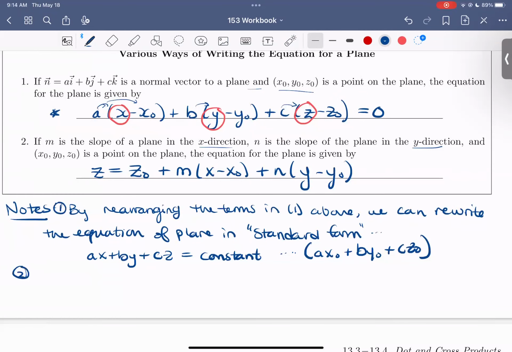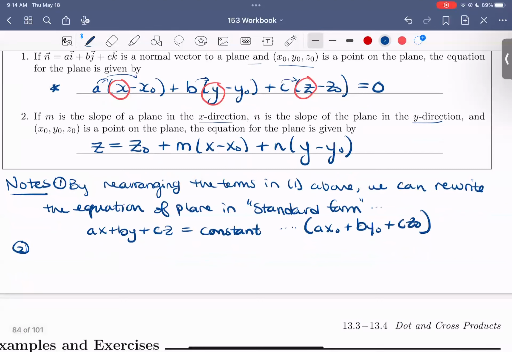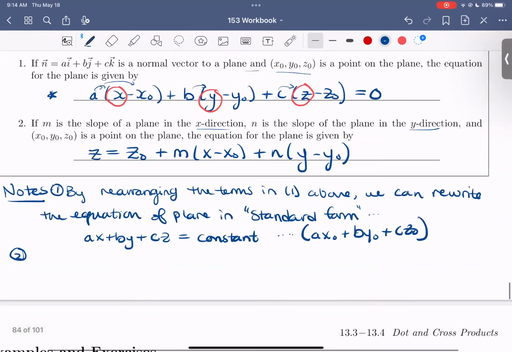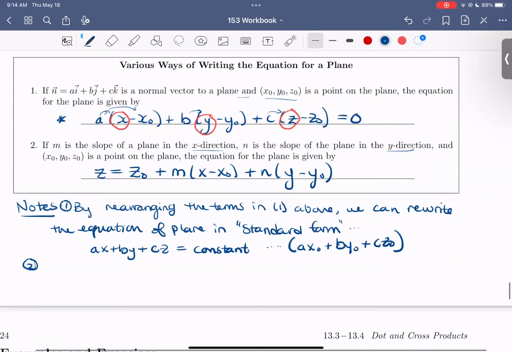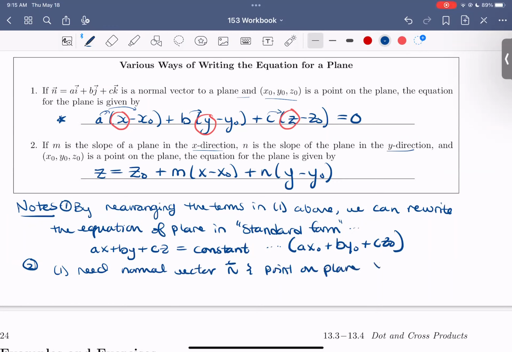Our second note is just to recall what information we need for finding the equation with these formulas. So for one, what do we need? We need a normal vector, n, and a point on our plane. Well, for 2, what do we need? We still need a point on our plane, let's again call it x naught, y naught, z naught. And we need the slopes in the x and y direction.